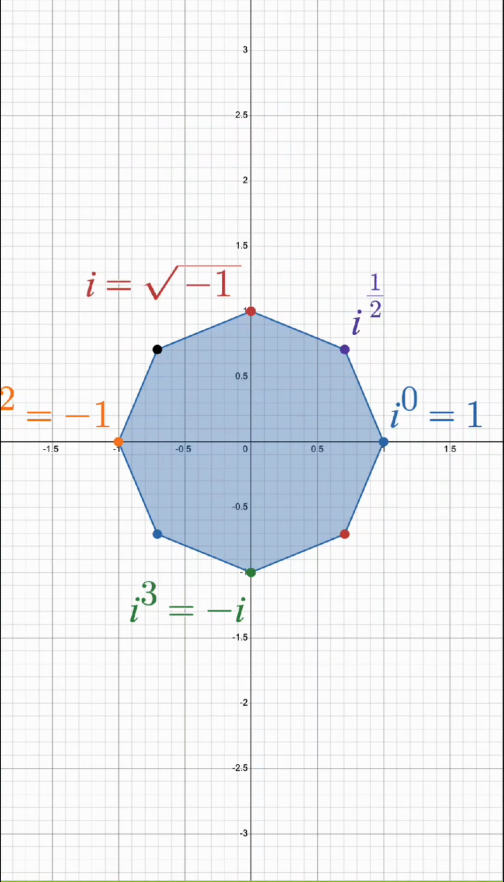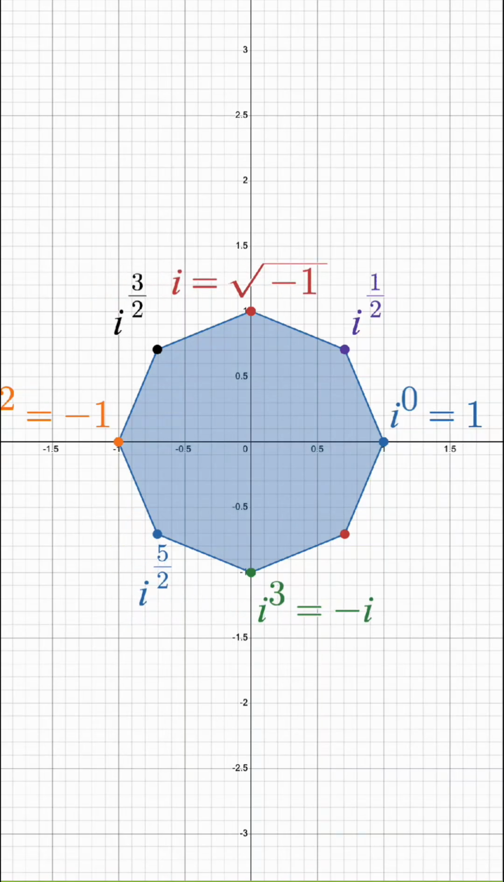And if that one is 1/2, then it's not too hard to guess what these other values are going to be. This one's going to be 3/2, and 5/2, and 7/2. So it turns out that all the points as we move around this polygon are just i raised to different powers, which is pretty cool.